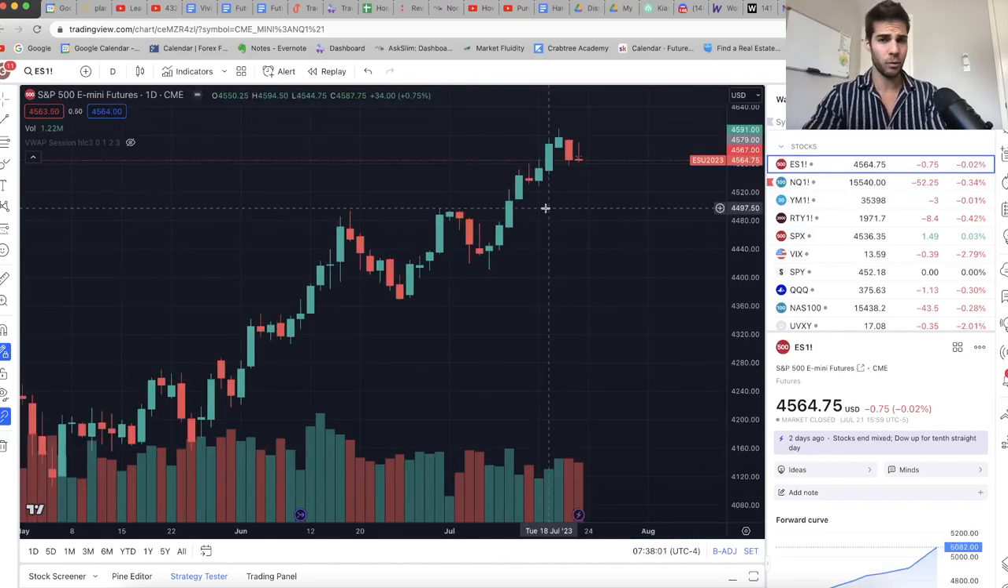ES is quite more bullish because the banks have been holding up better. So tech stocks are having a little correction. Bank stocks are holding up. Because of that, the bank stocks are holding up the S&P 500 and ES.